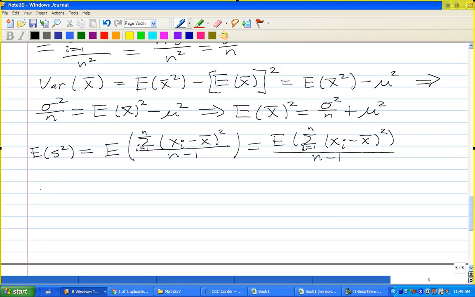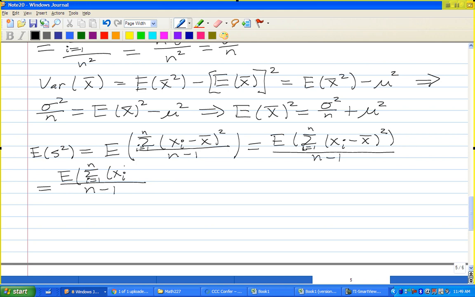And so this is equal to the expected value of... and so let's multiply this out. So this is, by the special product formula, the sum i equals 1 to n of x_i squared minus 2 x bar x_i plus x bar squared.